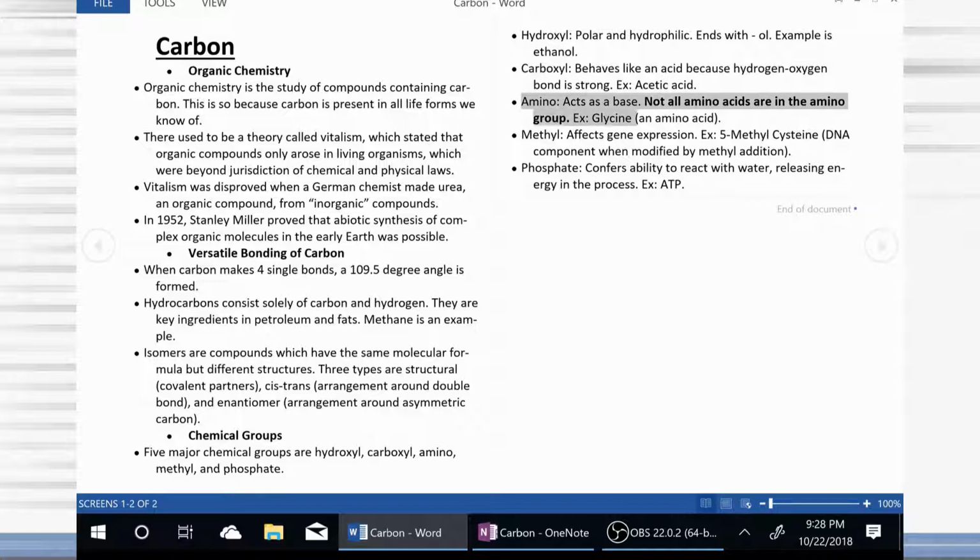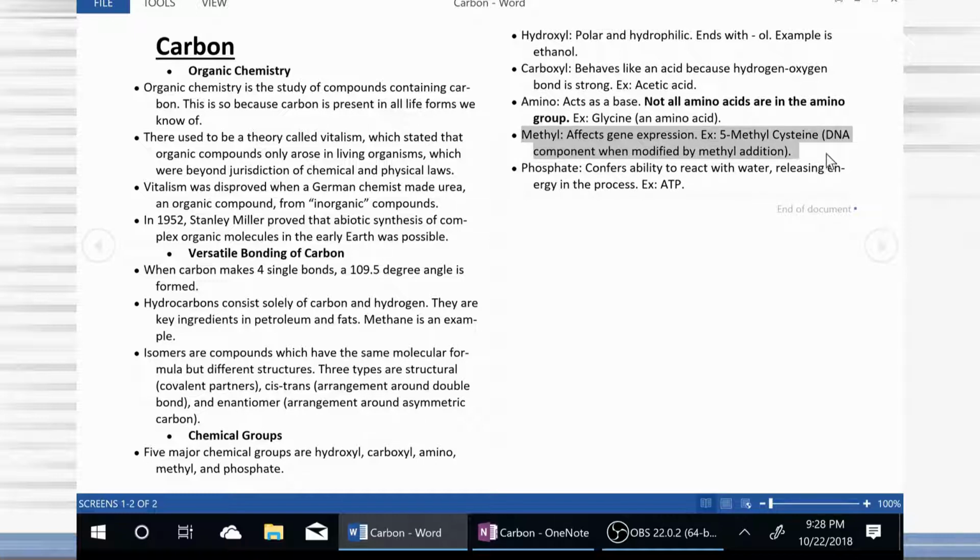Then we talk about our aminos, and aminos tend to act as bases. But I really want to emphasize this. The most important thing that you have to know about members of the amino group is that not all amino acids are in the amino group. There's a lot of amino acids out there that aren't. Just because you know that a certain compound is an amino acid doesn't mean that it belongs to this amino group right here. But of course, there are some that do belong to the amino group. For example, glycine is an amino acid that belongs to the amino group. And that's why the amino group is really important, because some amino acids do belong to this group.